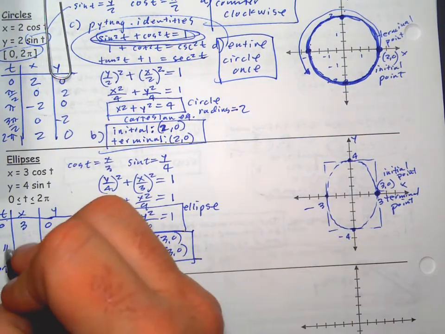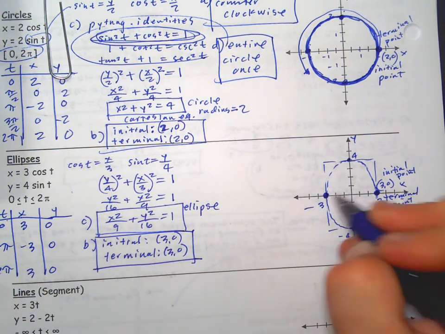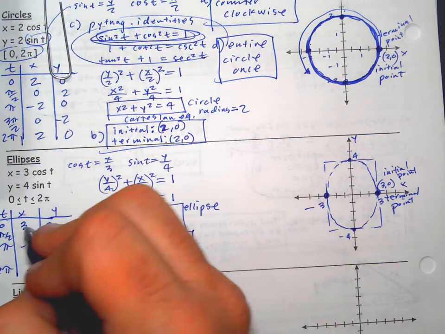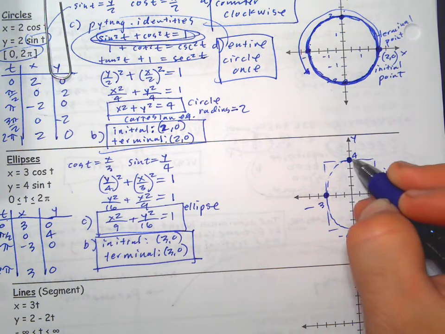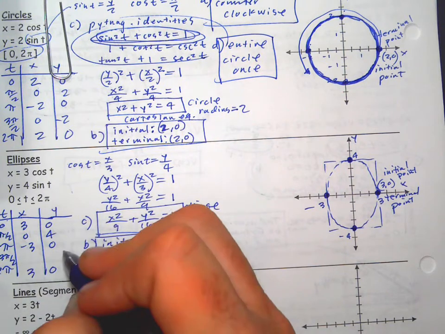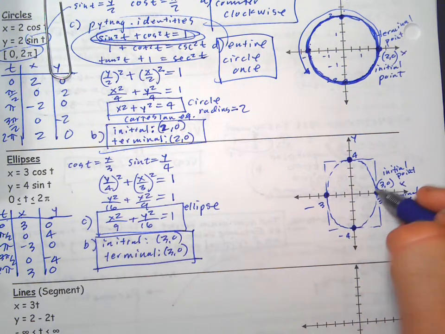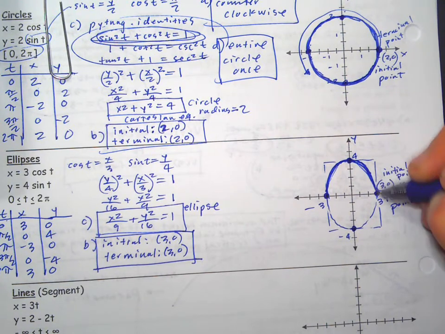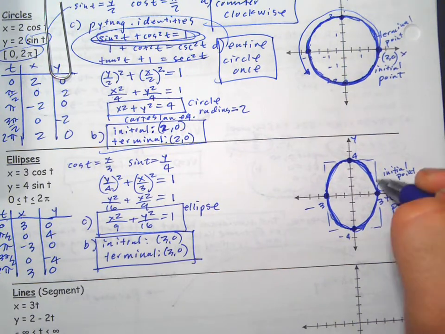Let's do some points in between. Pi, that's going to be -3, 0, so that's going to be over here. And then let's say pi over 2. Cosine pi over 2 is 0, 4. So it's definitely going from here to here to here, and I bet this is going to be at 3 pi over 2. So that's going to be 0, -4. So yeah, I think it's the whole shape. And the direction is going like this.